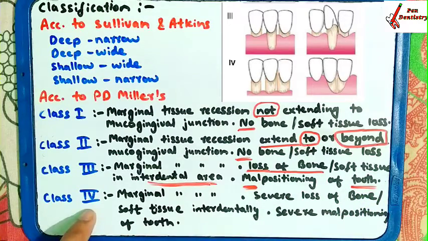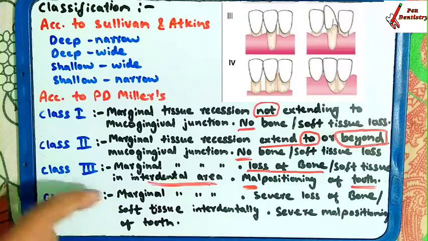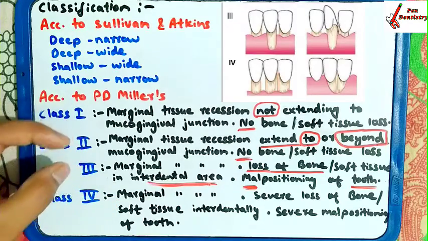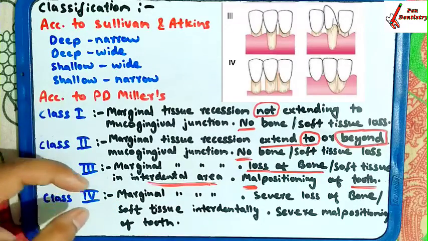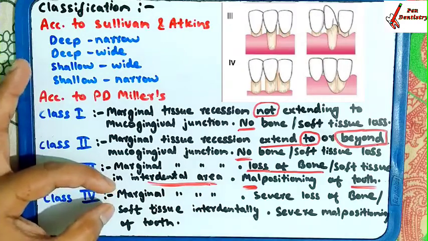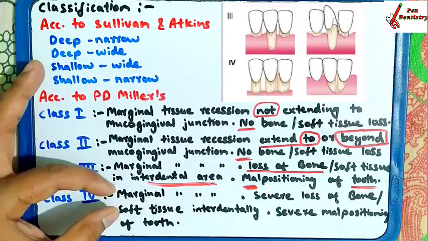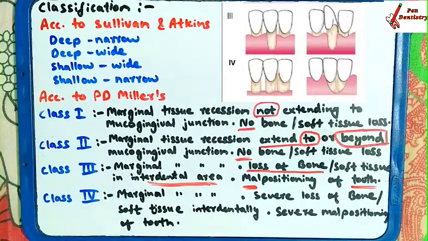In the fourth class, again the same is repeated, as in the second and third: it is extending to or beyond the mucogingival junction. But in the last class, a severity has occurred. There is a severe loss of the bone and the soft tissue in the interdental region. There is a severe malpositioning of the tooth taking place.